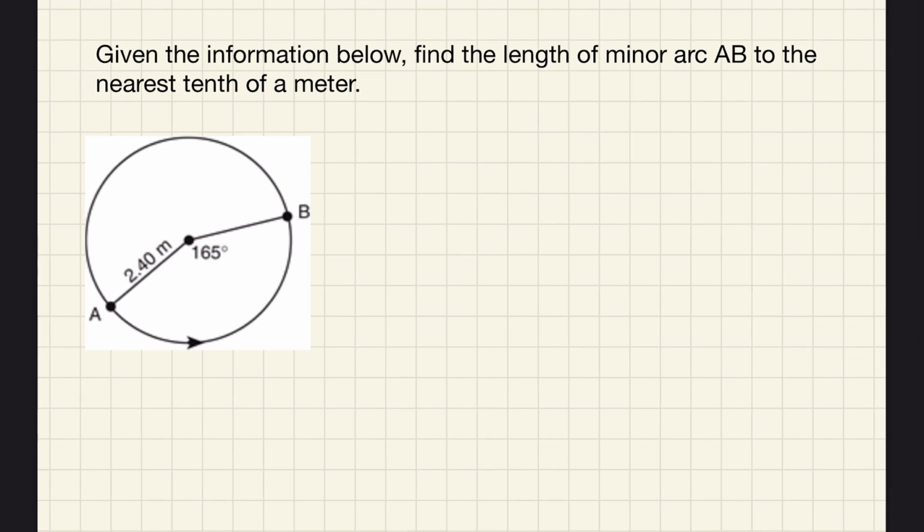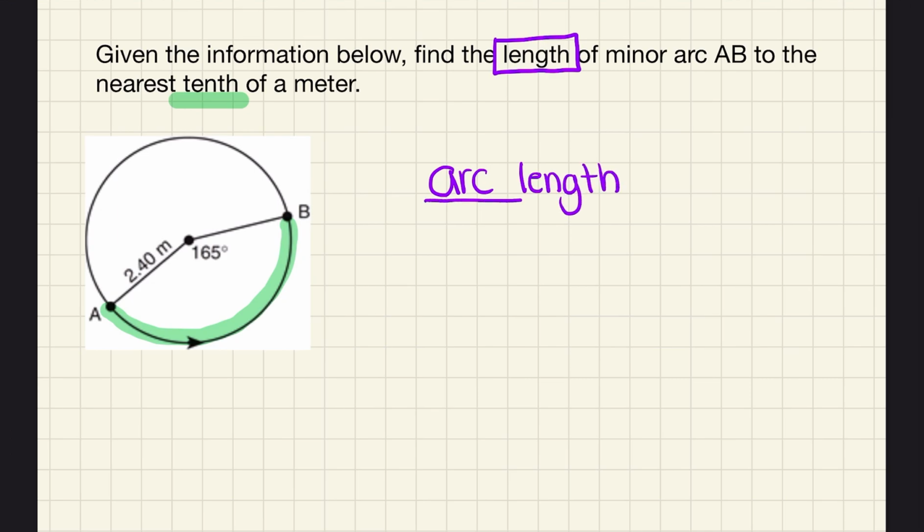Given the information below, find the length. Length is a big deal because that's telling me I want arc length of minor arc AB. That just means the smaller AB because there are only two letters on this circle, to the nearest tenth of a meter. So they already gave it away. They already told me that they wanted arc length. So I'm just going to write that full ratio out. I know that arc length is always going to go over 2 pi r because that's the circumference formula.